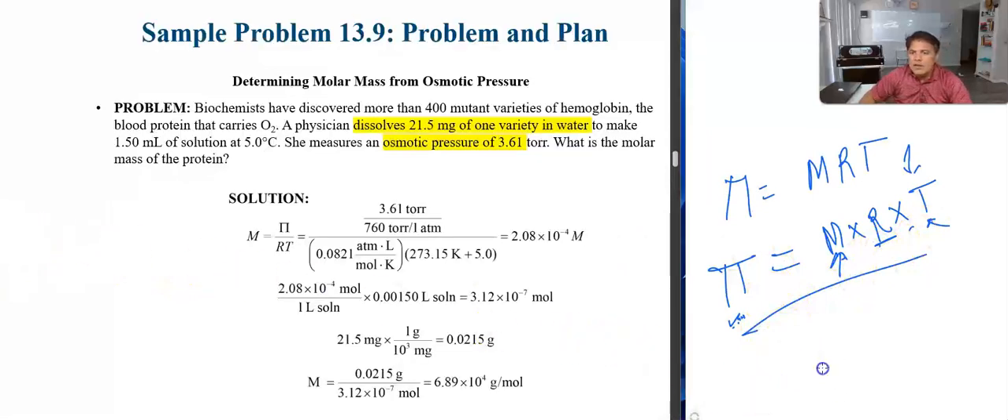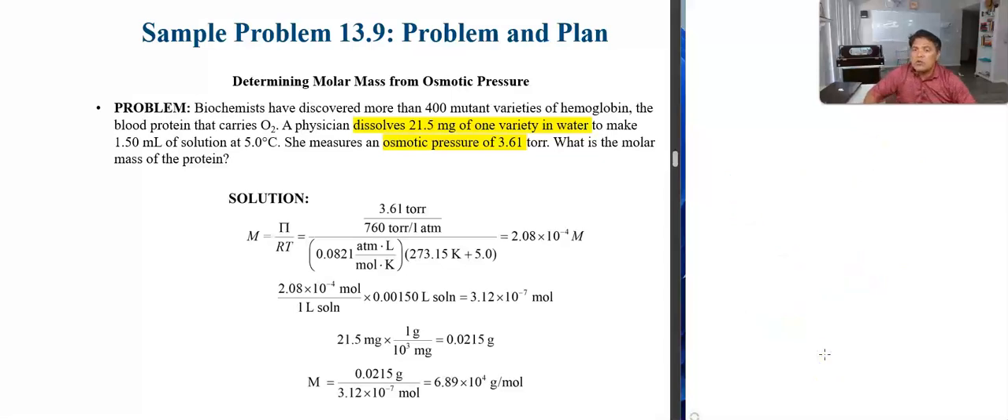Now let's find the molar mass from some osmotic pressure. This is a problem. A biochemist has discovered more than 400 mutant varieties of hemoglobin, the blood protein that carries O2. That's hemoglobin, right? So a physician dissolved 21.5 milligram of one variety in water to make 1.5 ml of solution at 5 degrees centigrade. The measured osmotic pressure is 3.61 torr. What is the molar mass?